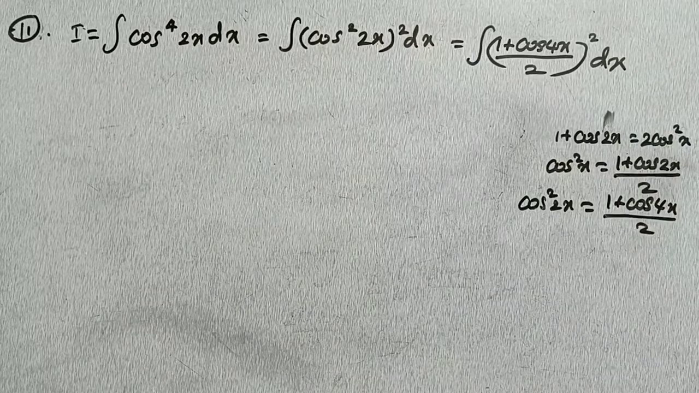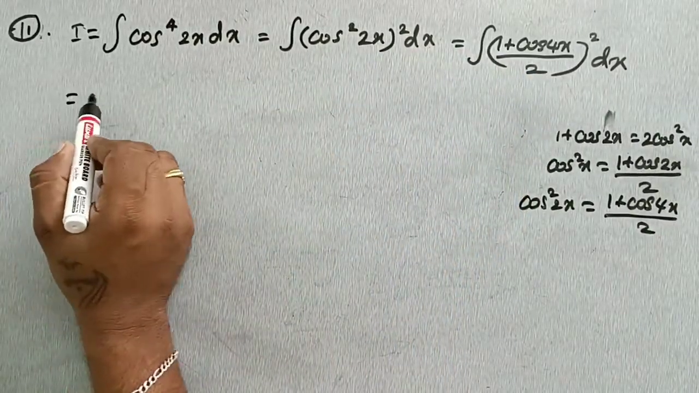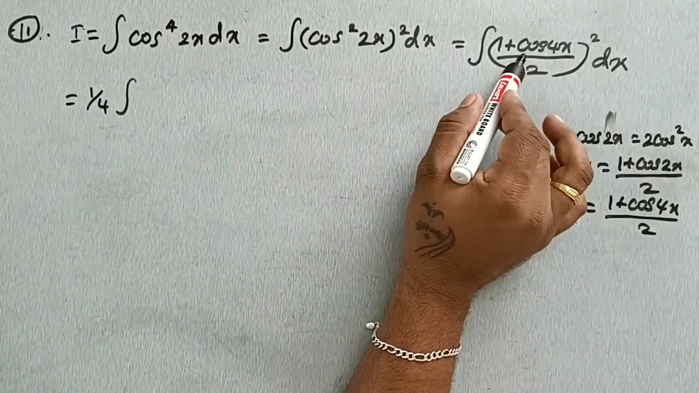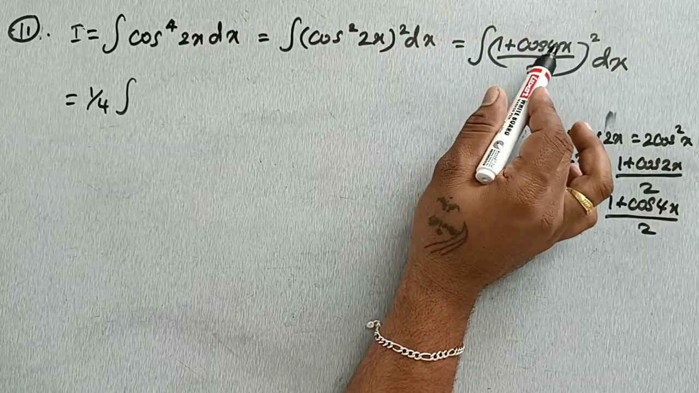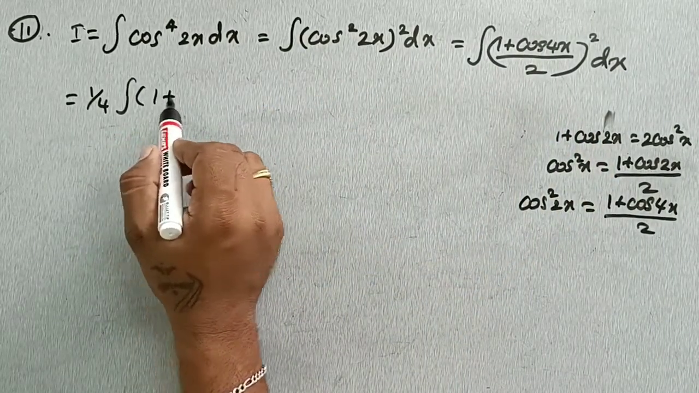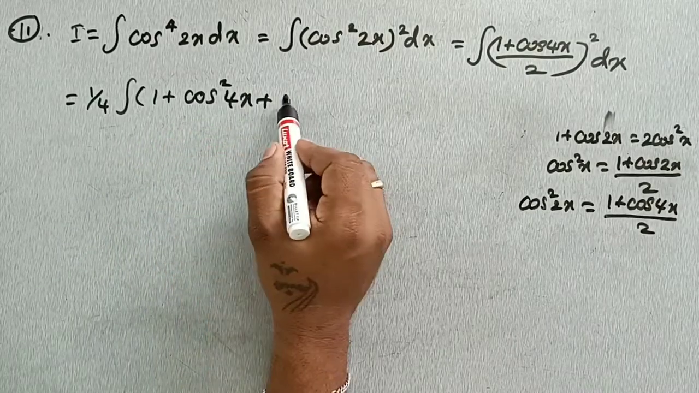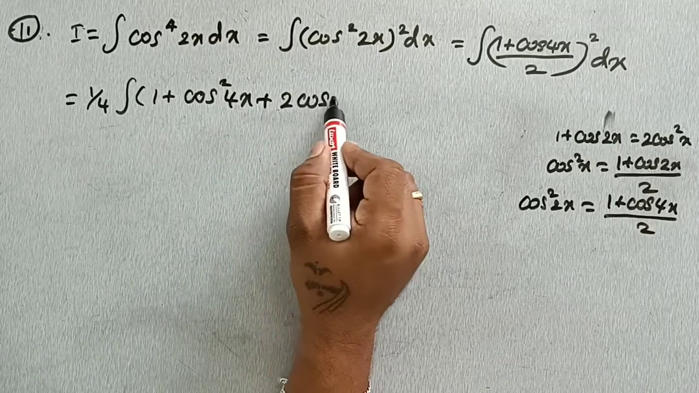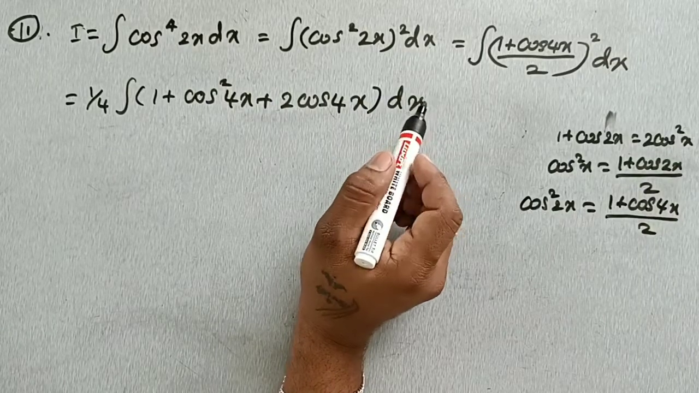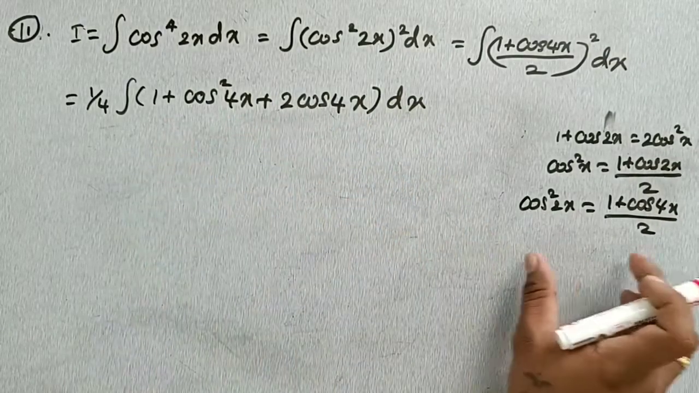Now we are going to take the 1 by 2 square outside, that is 1 by 4 will come. Taking 1 by 4 outside, the remaining I am going to make as (a plus b) whole square and expand that. Expanding, we will get first 1, plus next term cos square 4x, plus 2 into 1 into cos 4x, that is 2 times cos 4x dx. Now I can separate this easily. I am going to use this formula again.